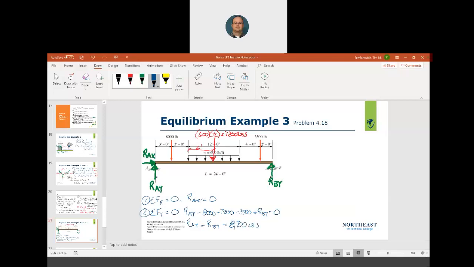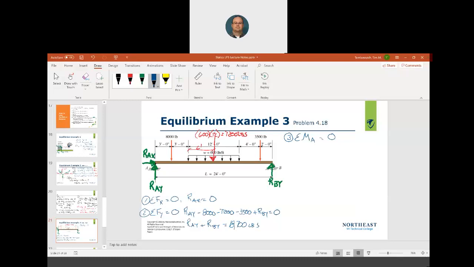Okay? All right, so now I need my third equation. Step 3, sum of the moments. I'm going to use point A equals 0. What you want to do is find a point that gets rid of the most unknowns. So I'm going to use point A. RAY, the line of action goes through the point of rotation, so that's 0, so I can ignore it.